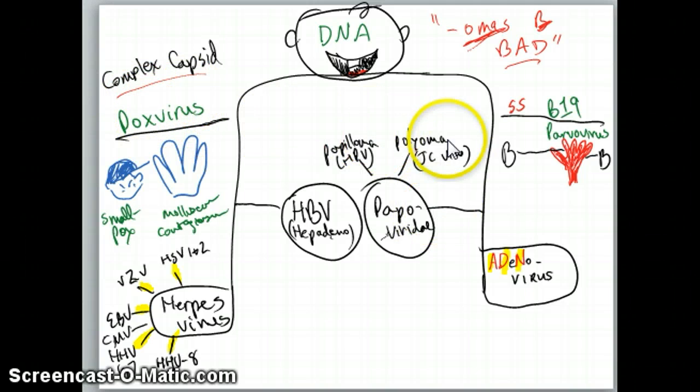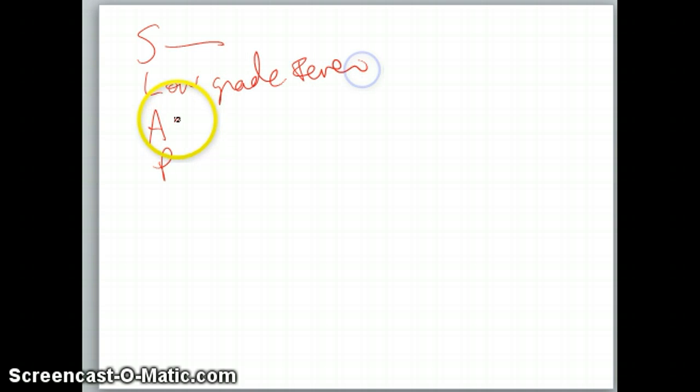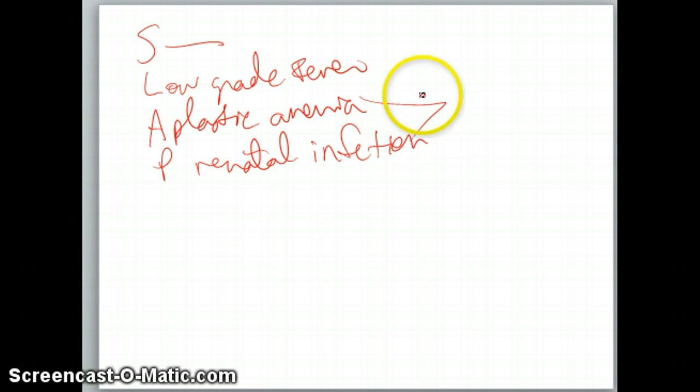So, continuing on, let's talk about this. Slap cheek syndrome, you can remember that by the mnemonic SLAP, what it causes, okay? That's going to be slap cheek. It's going to cause a low-grade fever. It's going to cause an aplastic anemia crisis, especially in the immunocompromised, and it causes prenatal infections. You can think hydrops fetalis, okay? So you notice these 2 can be seen in sickle cell patients, hydrops fetalis, aplastic anemia. Think of that kind of stuff.